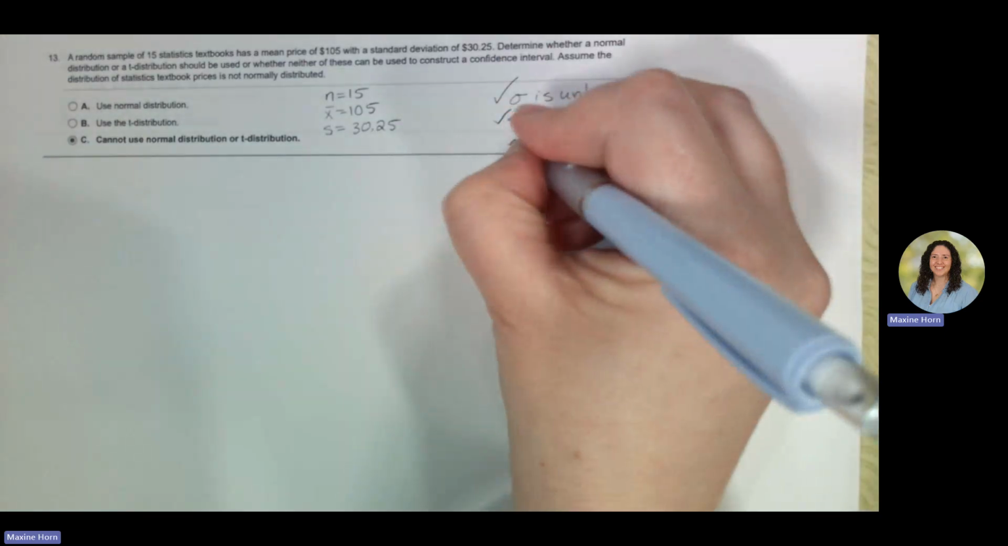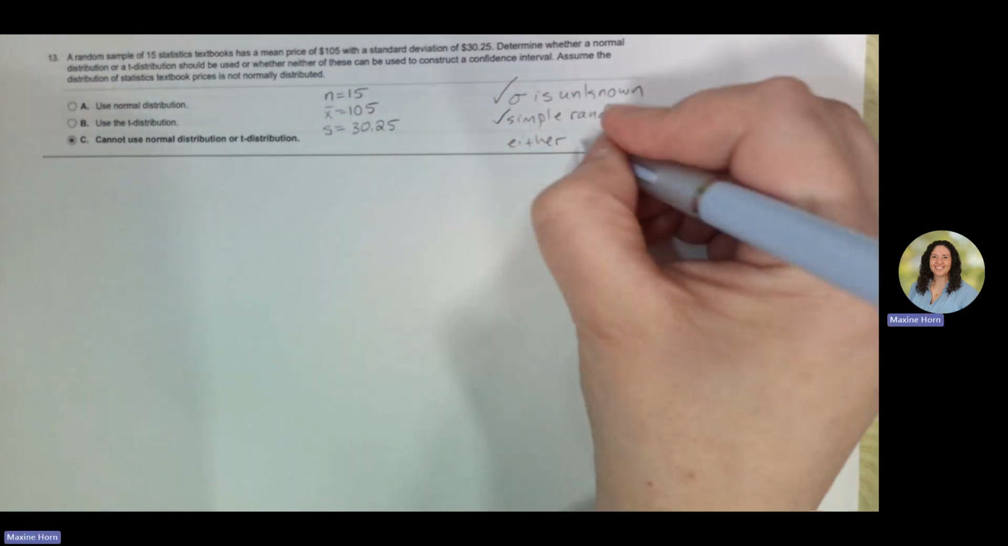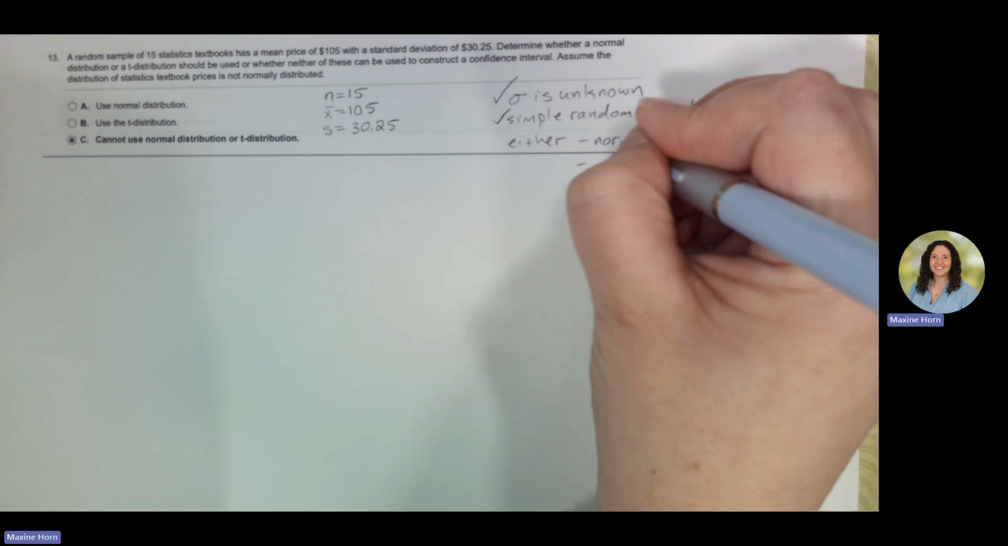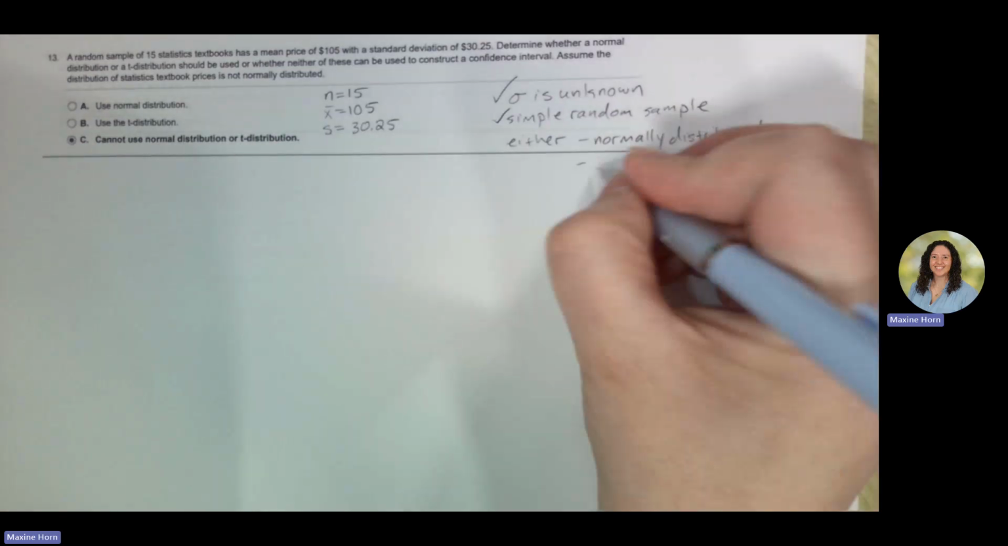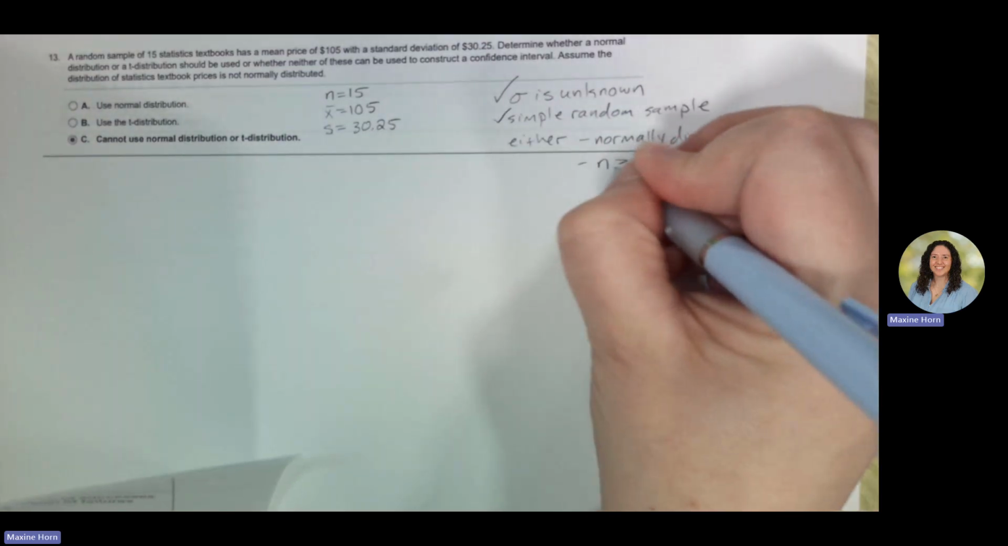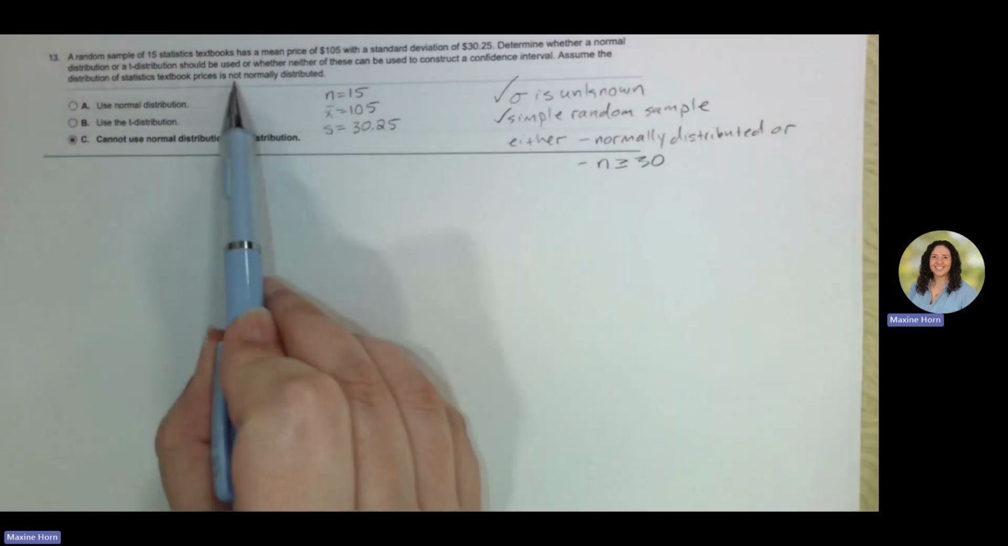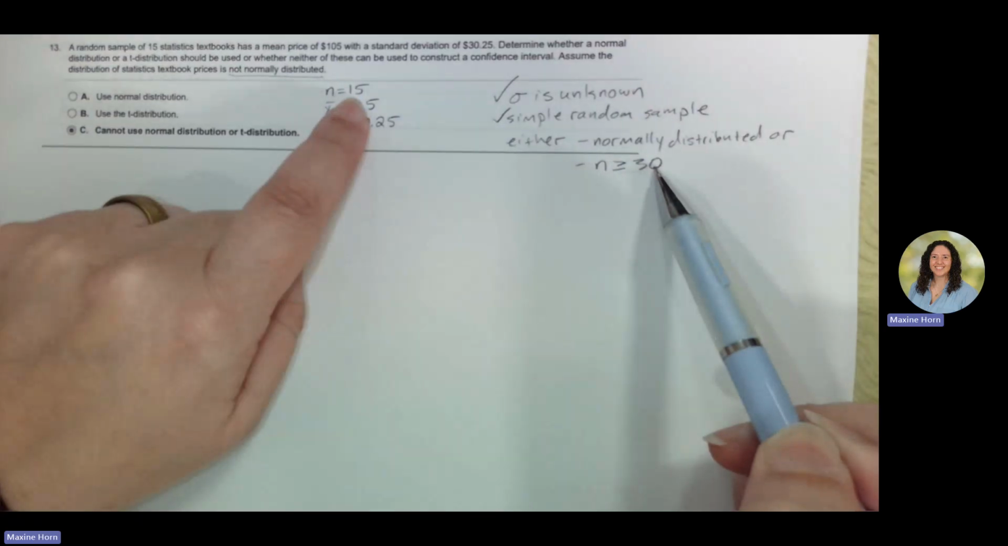Yep, it is. They told us it was a random sample. And then either it's going to be one or the other. Either it's going to be normally distributed, okay, or if it's not, that's fine, as long as our n is greater than or equal to 30. Okay, so they told us specifically that it was not normally distributed. So it's not normally distributed, so we can't put a check mark there. Well, that's fine as long as we can put a check mark here, except that we can't.